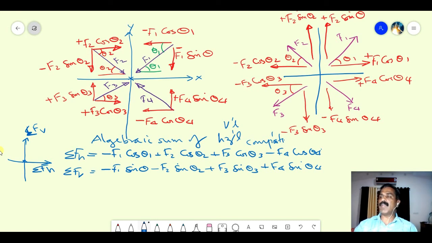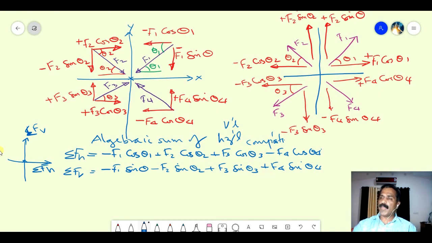When we substitute the values and find out the magnitude, or the sign, the net force may be in the opposite direction. Then we will have to put it in the opposite direction. So this is sigma Fv and this is sigma Fh.